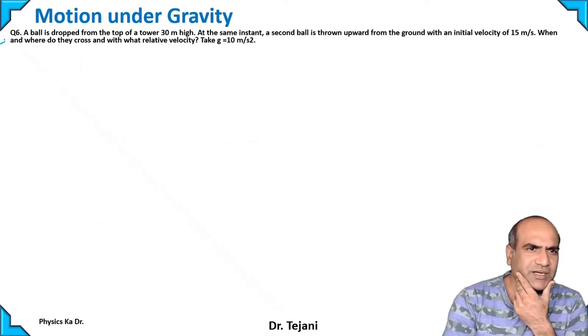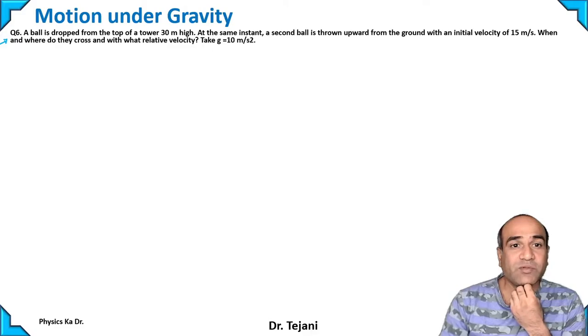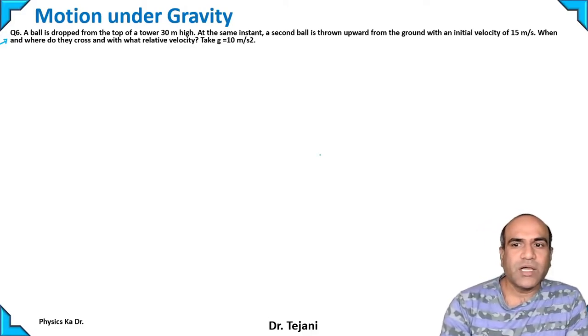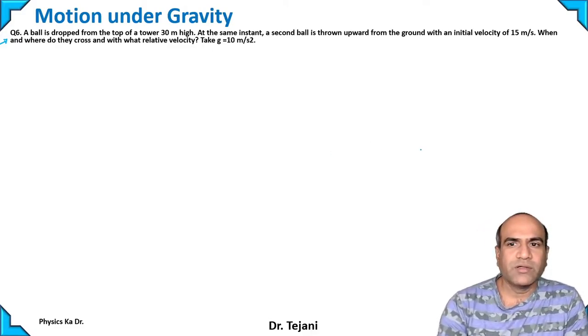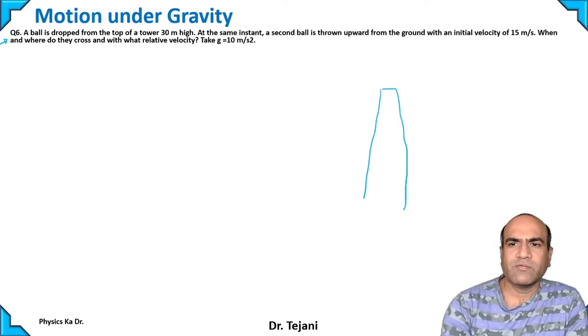Next question, question number 6. A ball is dropped from the top of the tower. Again, a question of a tower. A 30-meter high tower. This is a tower, right, from which a ball is dropped. The height is 30 meter from the ground.